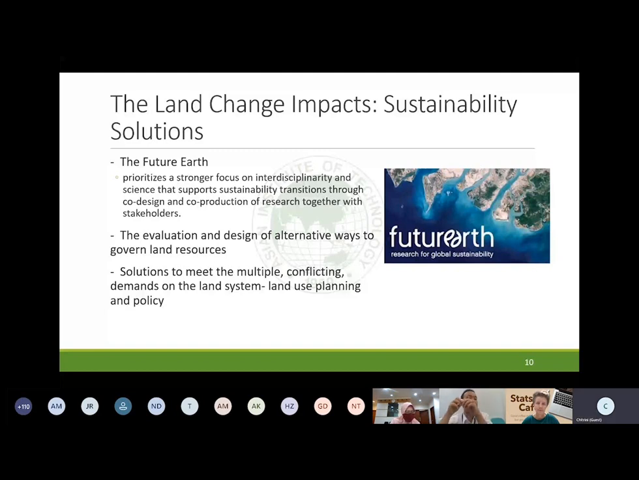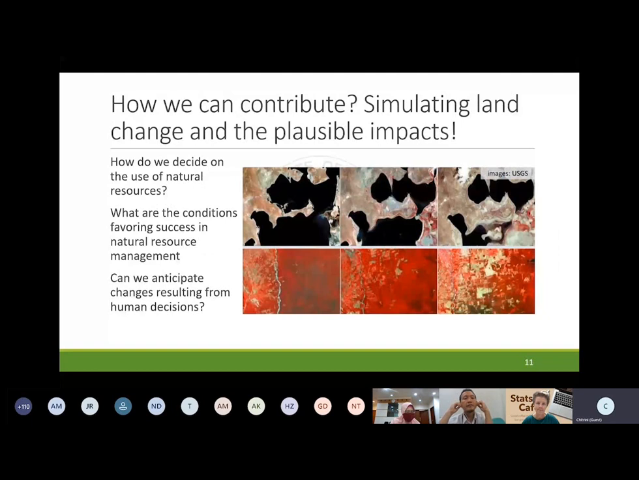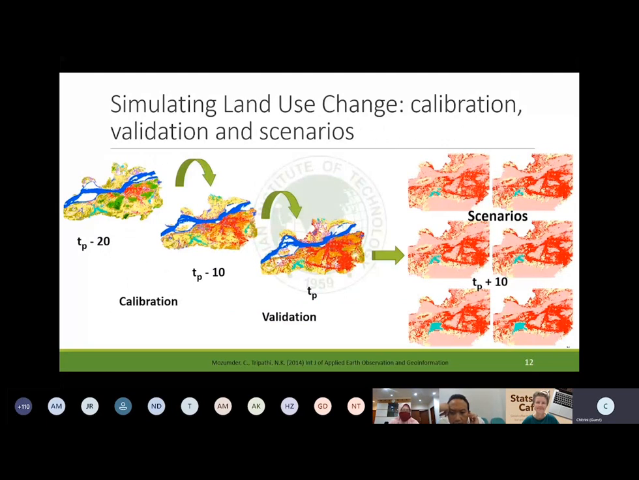How can we contribute? We may not have all the answers, but we can still compare. We can compare and decide the best use of natural resources and manage better. Otherwise, how do we decide on the use of natural resources? Or how much urban area do we need for survival in, say, 2050 or so? We can contribute by this, which is what I'm going to speak about next. By this, what I mean is to analyze land use cover changes and explore scenarios.